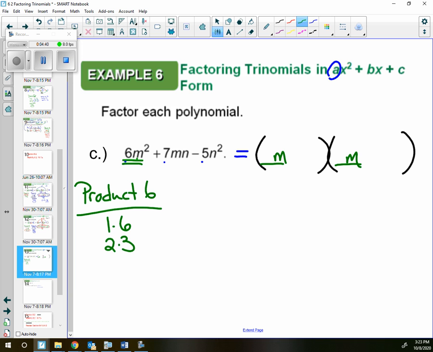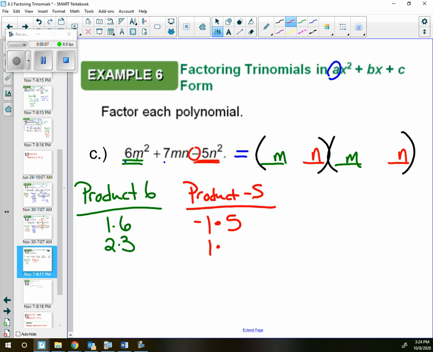All right, let's take a look at the last term. The last term is a 5n squared. So again, we have that n in both of those positions. So it's definitely going to be a something n times a something n. It's a negative number, so this product is supposed to multiply to a negative 5. There's only two things that multiply to 5. It's another prime number, which is great. It's just 1 times 5. But because it's negative, it's either going to be negative 1 times a positive 5 or positive 1 times a negative 5.